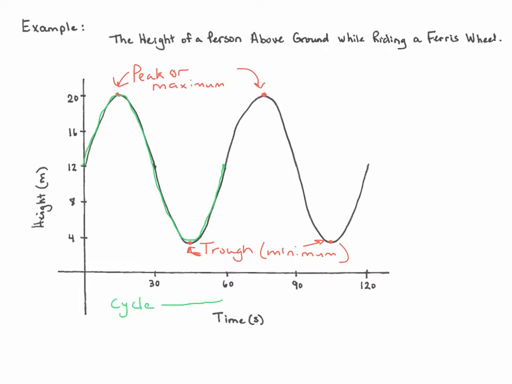So the cycle looks like it goes to about 60 seconds here. In terms of time, this is the height of a person riding a Ferris wheel over time. So that would be a cycle. And when we talk about the period, it is how long horizontally it takes to complete one cycle. So the period in this case is 60 seconds, because this graph covers 60 seconds horizontally before the graph starts to repeat itself.